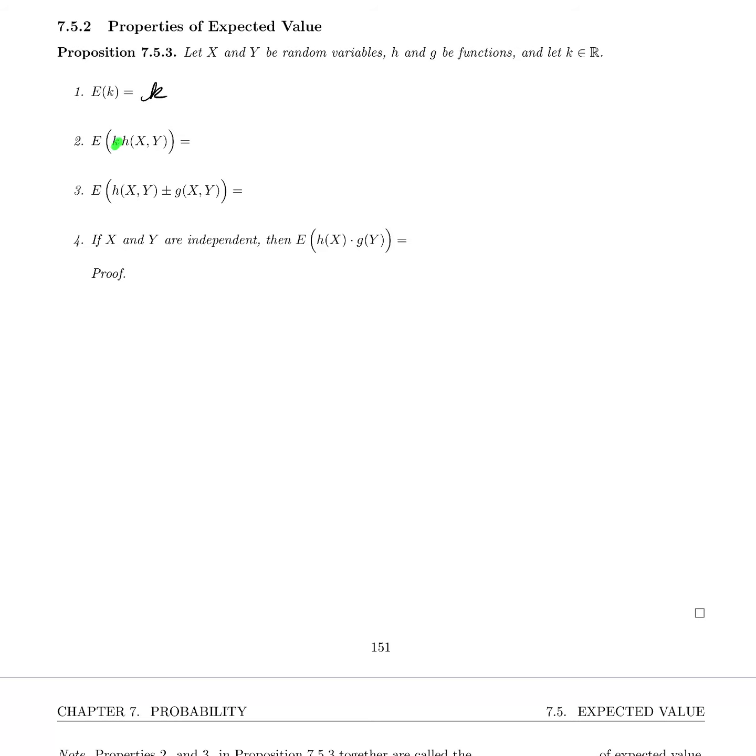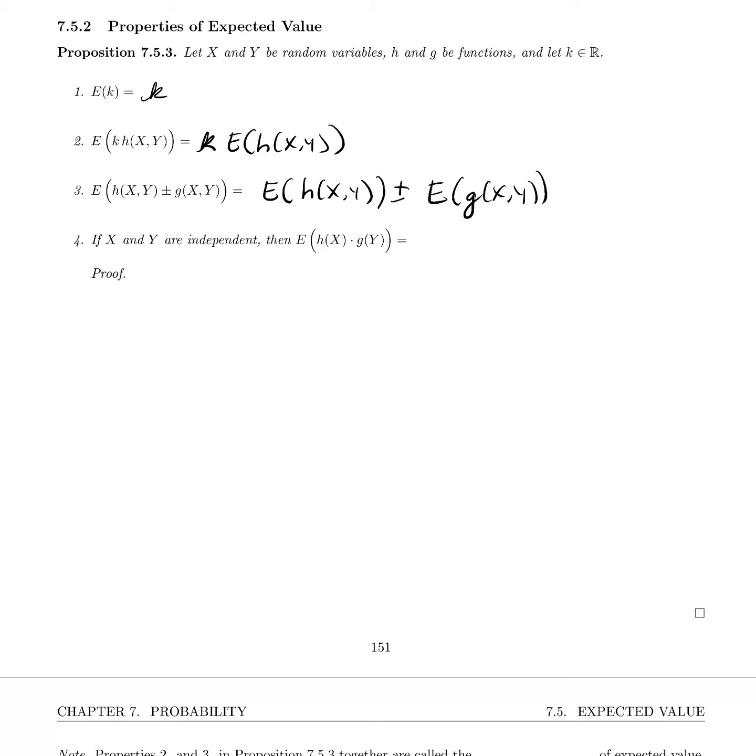Second property, the expected value of k times a function, well, you can bring out the k. And so that's k times the expected value of h of X and Y. And third property, if you've got the sum or a difference of functions, then the expected value of h of XY plus or minus g of XY is the expected value of h of XY plus or minus the expected value of g of XY.